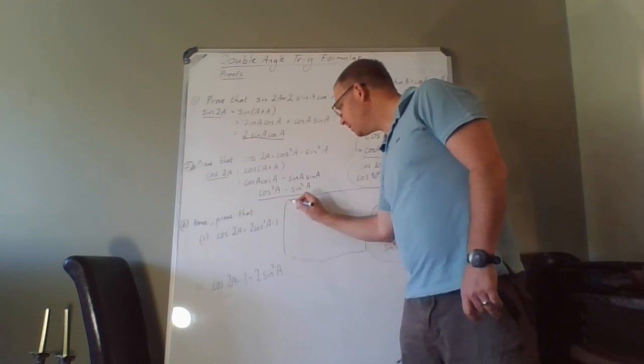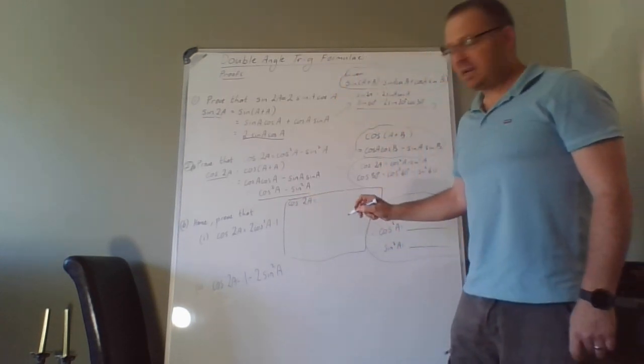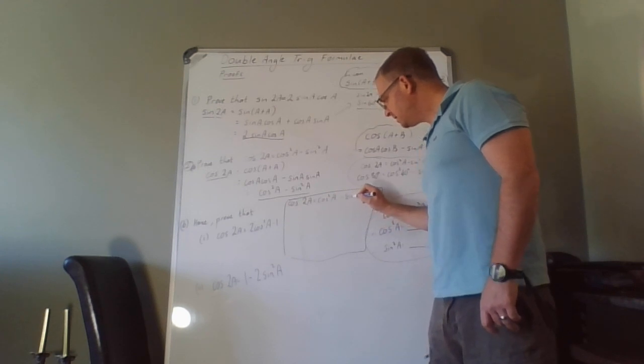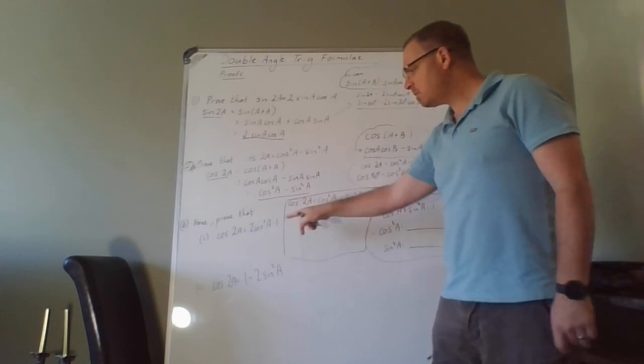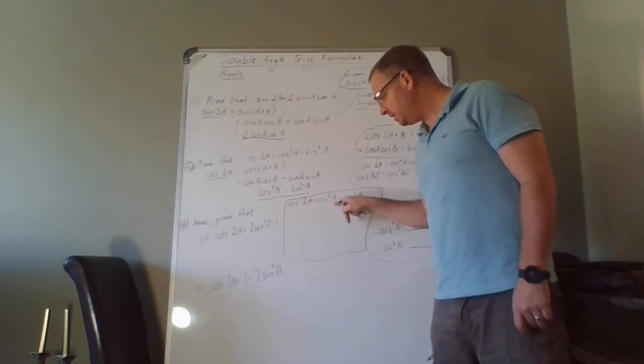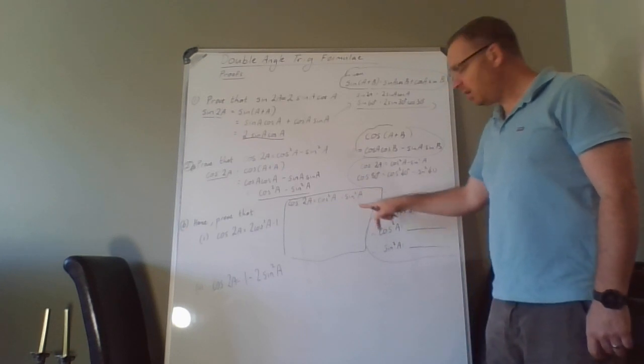Well, we're going to start off with using the fact that we've proved that cos 2a is equal to cos squared a minus sine squared a. But now we want to show that it's equal to 2 cos squared a minus 1. So we're using this to prove that. Okay? So I've got to get sine squared in terms of cos.